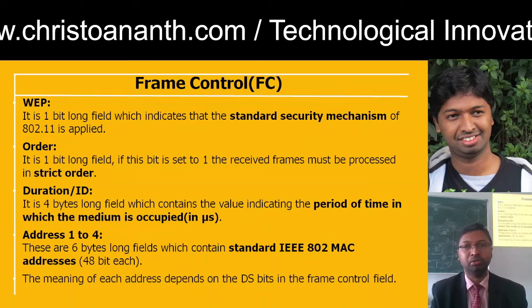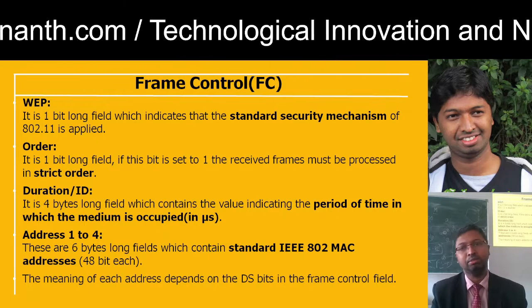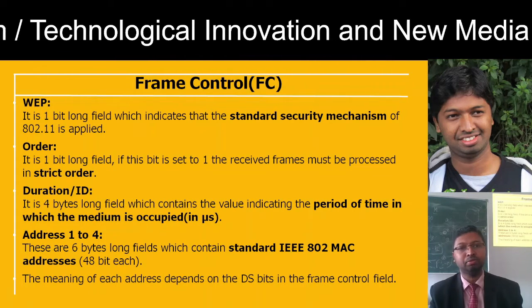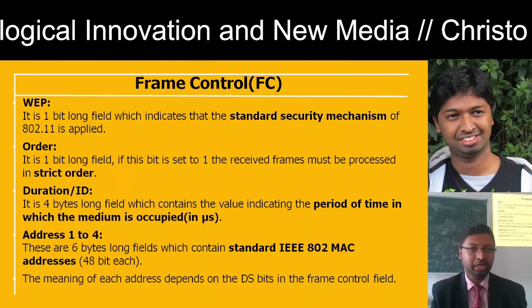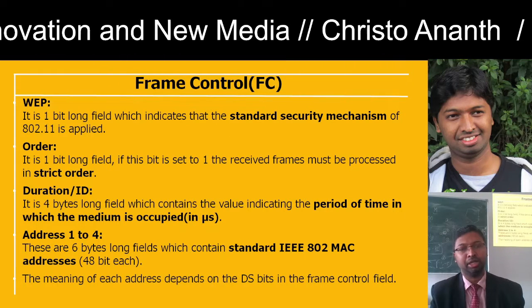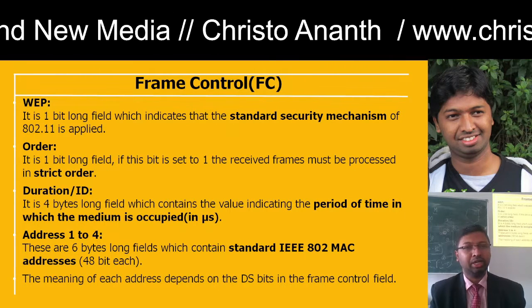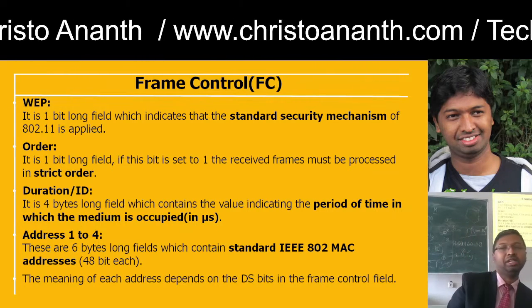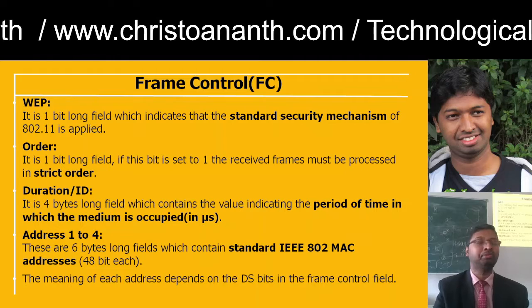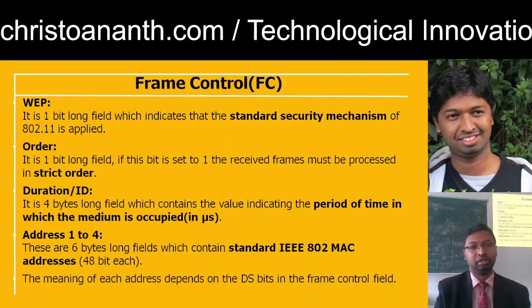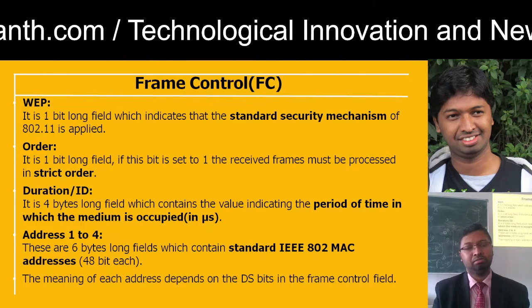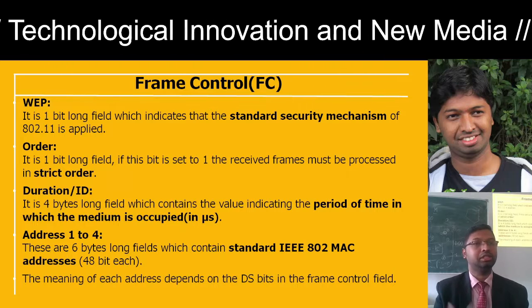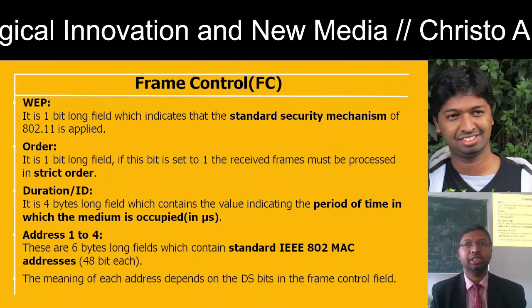And then WEP, it's a security mechanism, the standard security mechanism that is applied for IEEE 802.11. We also have order, which means that you should maintain a very strict order. So the received frames must be processed in a strict order, and for strict order it is set to 1. And the length is actually 1 bit.